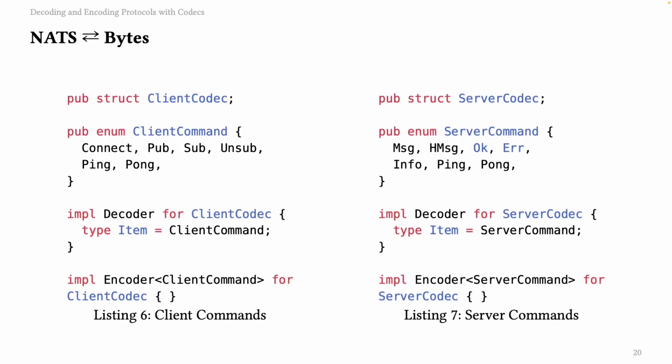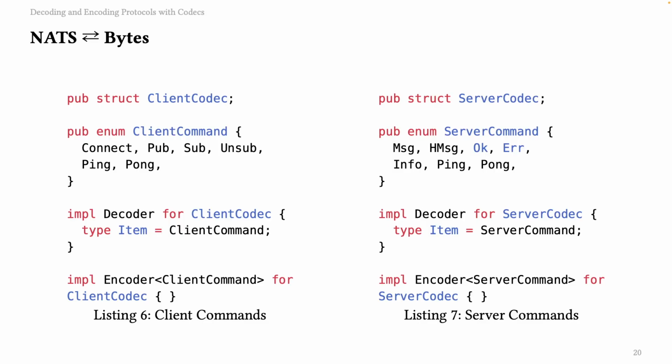So this is the bare bones implementation. You supply a codec type, you simply call it this, and then you list all the commands that this codec supports. Right? These are purely the client commands, and you implement this trait for the codec, and you implement the encoder.